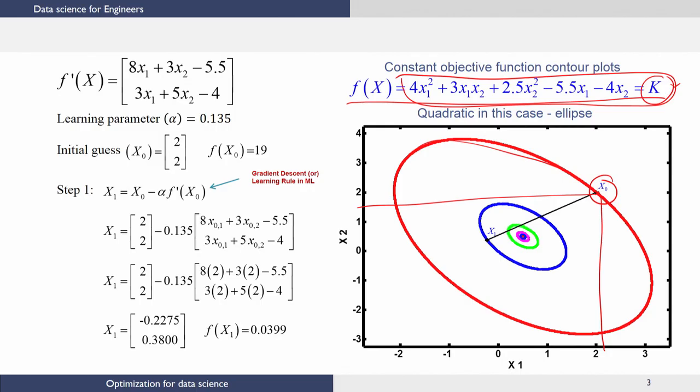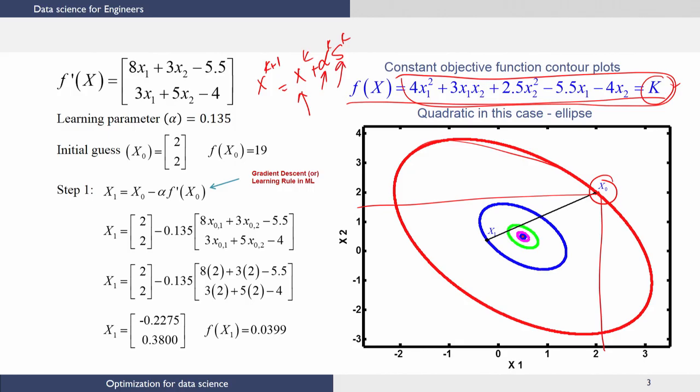Now, the way to interpret this is to say, if we were to keep moving on this contour, you would make no improvement to your objective function. That is, your objective function will not decrease because it is a constant contour plot. Now, in gradient descent, we wrote this equation where we had x k plus 1 equals x k plus alpha k s k. We said this is the current point, this is the step length, and this is the direction in which we should move.